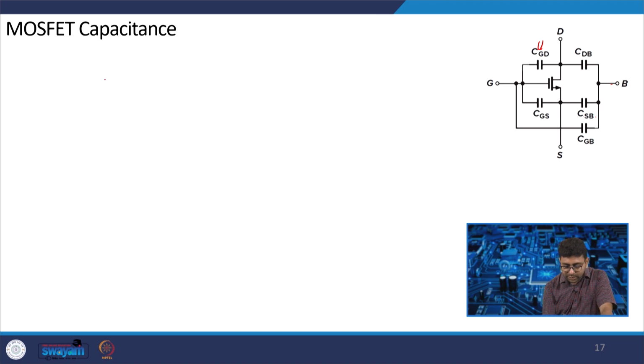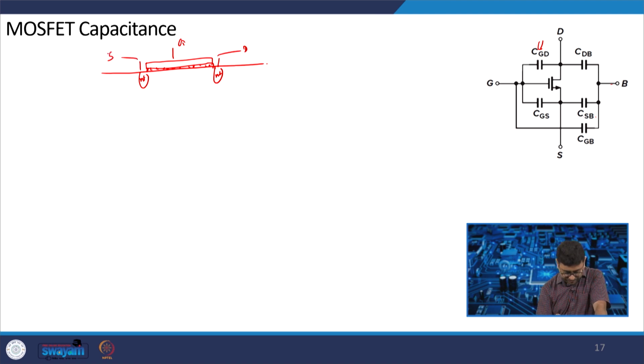If we draw the cross section, we can get an idea. This is N plus, this is the gate, the silicon oxide, SiO2, which is the insulator, this is the drain, and this is the source. Because a channel will be formed, between channel and bulk there is one capacitor, called the channel to bulk capacitance CCB.